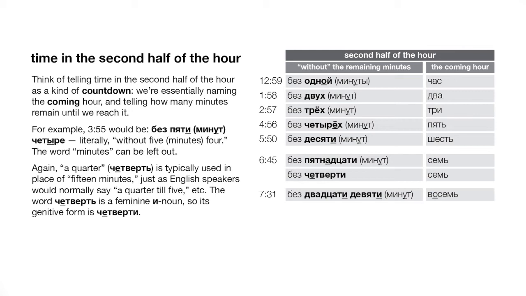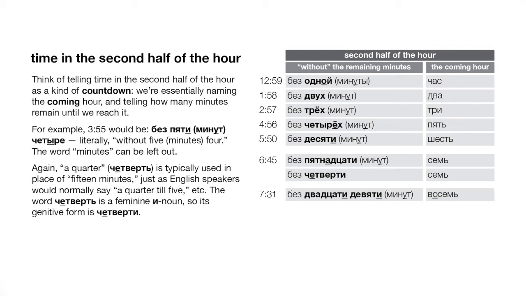1:58 would be without 2 minutes, 2, right? 2 minutes to 2. 2:57 would be without 3 minutes, 3, right? 4:56, without 4 minutes, 5. 5:50, without 10 minutes, 6. Right, so again, that's fairly logical, and I think in some ways this is easier than the first half, because the coming hour is kind of obvious, right? But the trick here is we have to use genitive forms of the numbers, which isn't easy either.